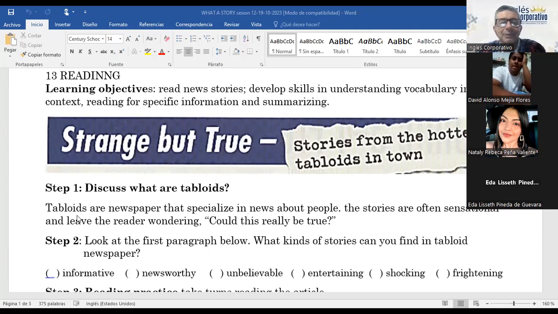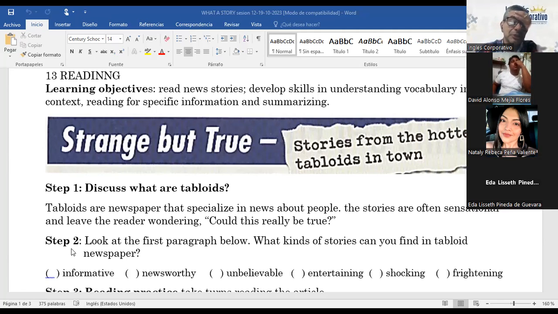There is a word over there. Tabloids are newspapers that specialize in news about people. So what do tabloids contain? Stories about people. Okay. In fact, I was reading some tabloids from the Washington Post, and it's talking nowadays, you know, in the United States, about the situation with Donald Trump and what happened with the Senate. So those are tabloids that give stories about certain things. And some of the tabloids at the end leave you with a question: could this really be true? Because remember, a couple of days ago, someone said they are too sensationalist, and sometimes they leave you with this.